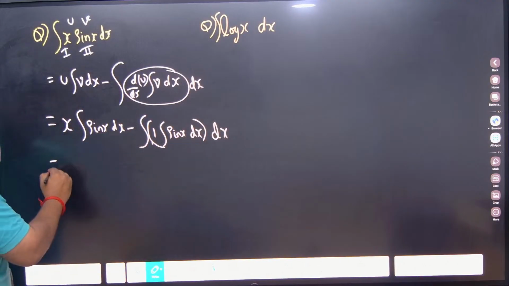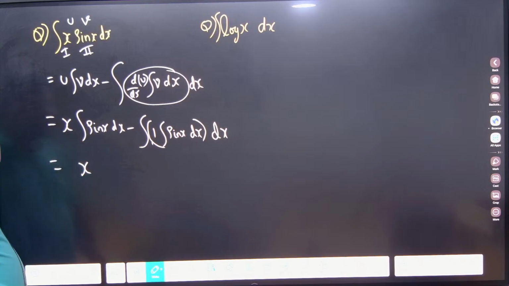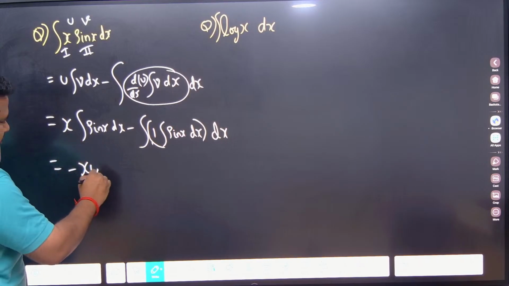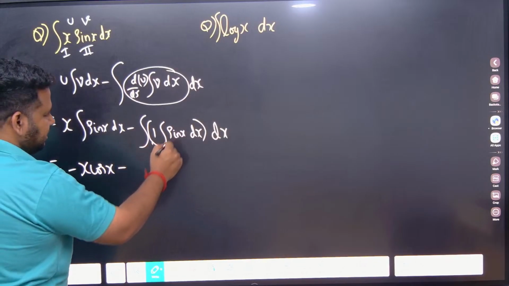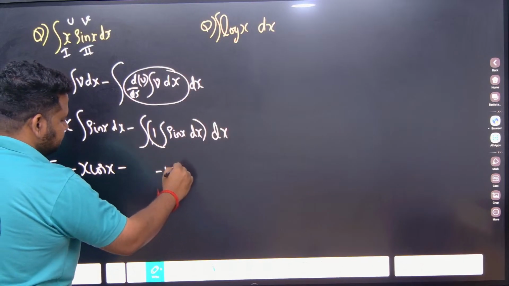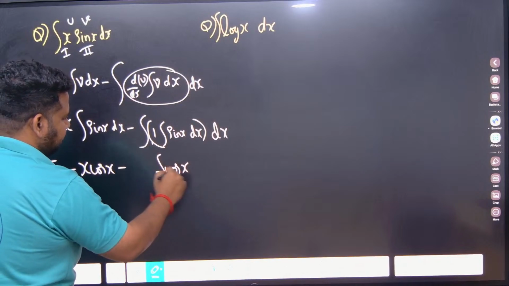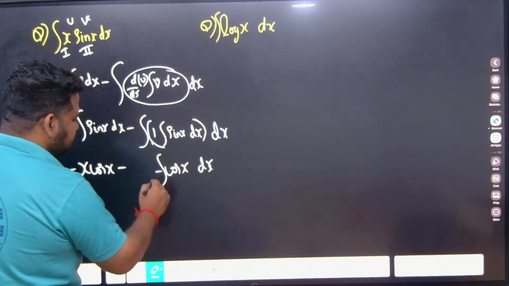Now x into integral of sin x is what? Minus cos x. This will become minus cos x. So x into minus cos x, minus integral of d by dx of x, that is 1, into integral of sin x, which is minus cos x. This again I have to integrate, minus cos x dx.